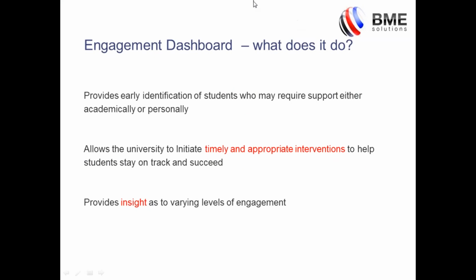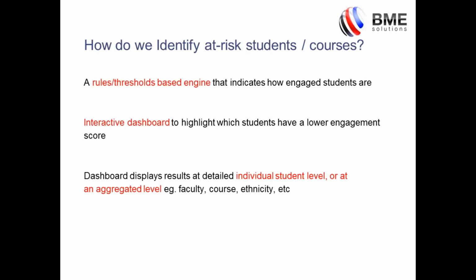My job is basically just to introduce the topic. So the engagement dashboard, what does it do? It provides an early identification of students who require support either academically or personally. It allows the university to initiate timely and appropriate interventions to help students stay on track. That may be via personal tutor or student services. It also provides an insight as to why levels of engagement may vary.